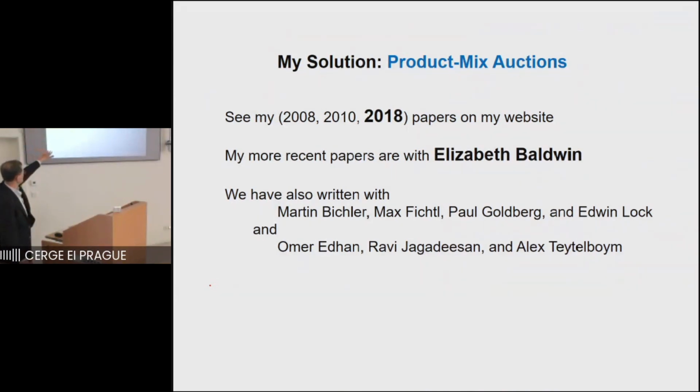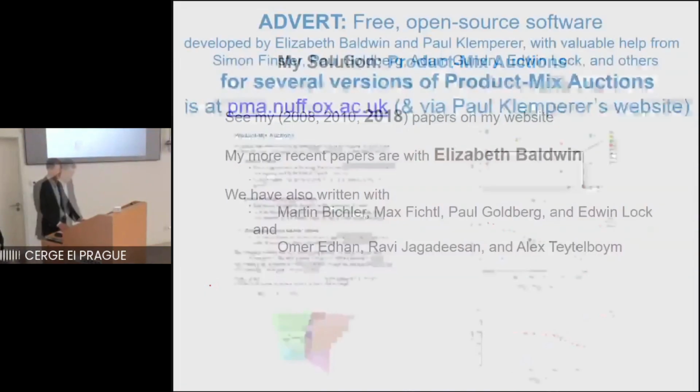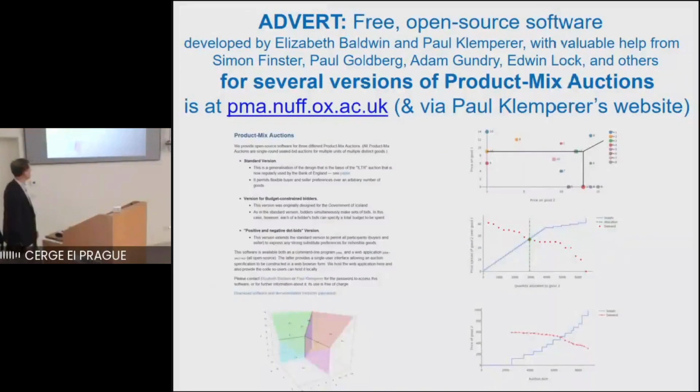My more recent papers, I should say, are with Elizabeth Baldwin, who I put up in bold there because she is a fabulous co-author. But we've also written with computer scientists, Bichler, Fichtl, Goldberg and Lock, and other economists, Eden, Jagadeesan and Teytelboym. I've also got students involved who can actually go and play with my auctions on my website. All my software is open source.